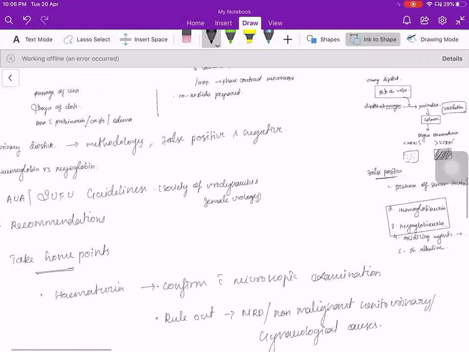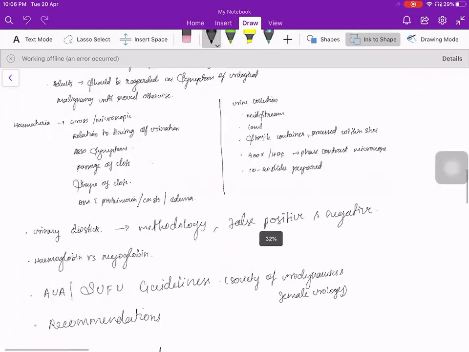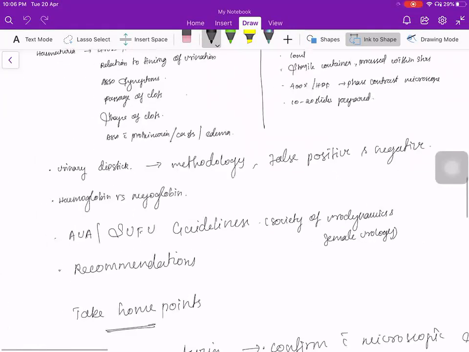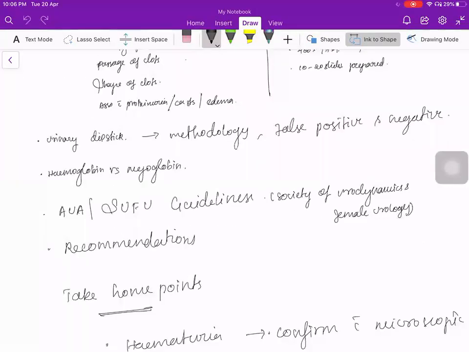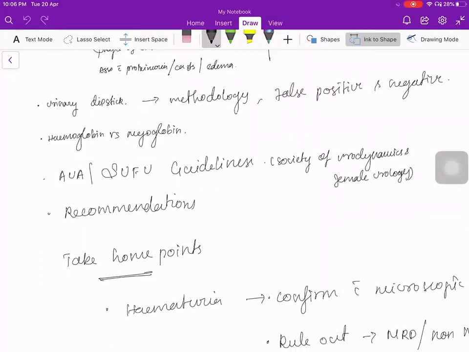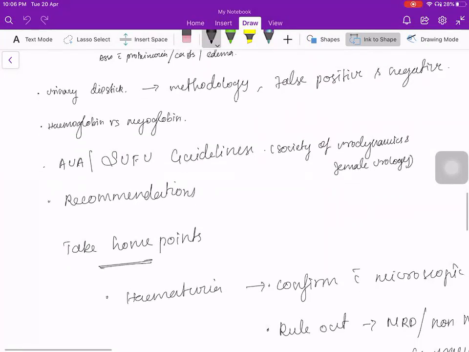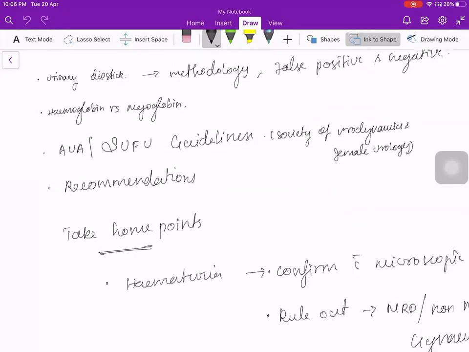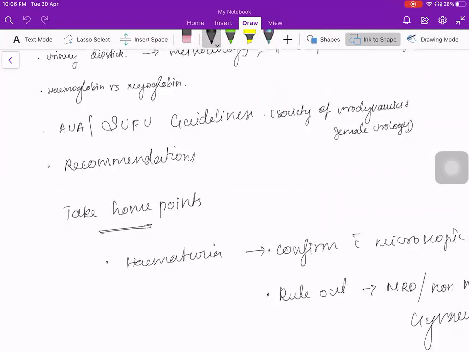So I have discussed the urinary dipstick, how it shows positivity, the false positive and false negative causes, and I have discussed hemoglobin and myoglobin. Now comes the deciding authority, who is giving the guidelines. What we should do if the patient is having hematuria, what is the next step, is decided by them. Usually we are following American Urological Association guidelines, and another is the Society of Urodynamics and Female Urology. So they are giving the guidelines.